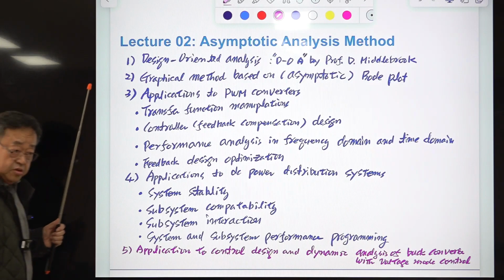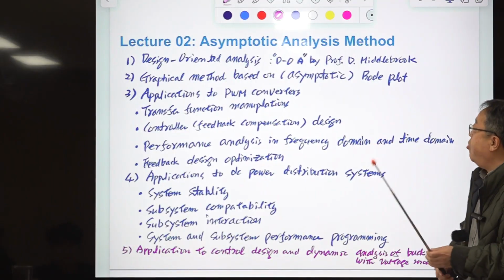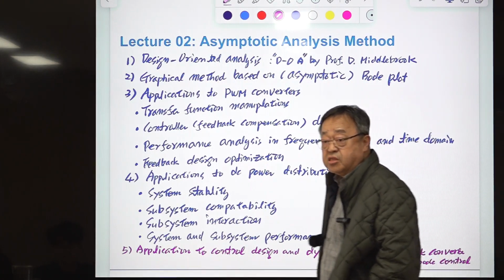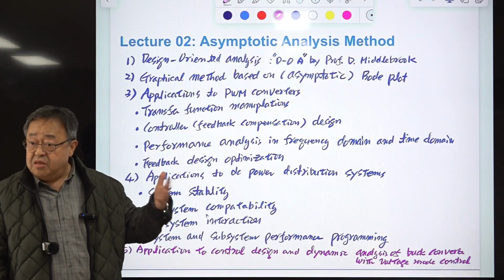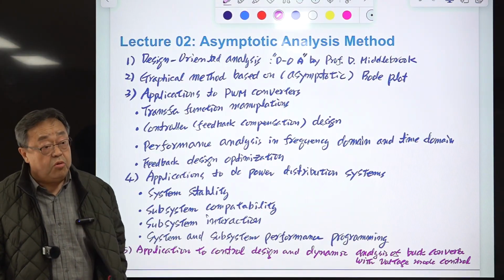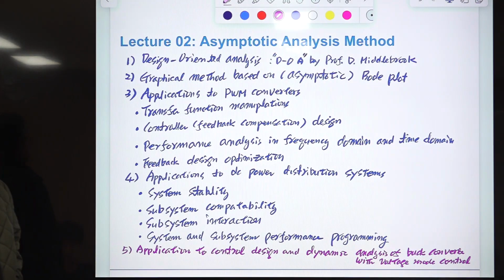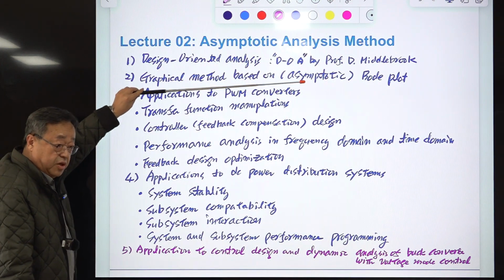I'd like to present lecture 2 of this lecture series, and the title of this is Asymptotic Analysis Method. This is one circuit analysis technique, or system analysis technique. We will be applying this technique to analyze the voltage mode controlled buck converter, small signal design, control design, and the evaluation of closed loop performance. So I'd like to introduce some details about this asymptotic analysis method.